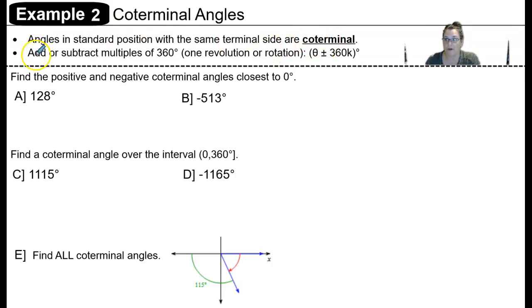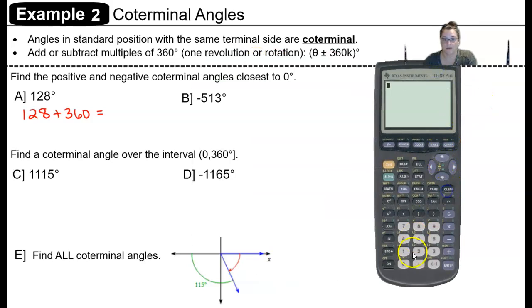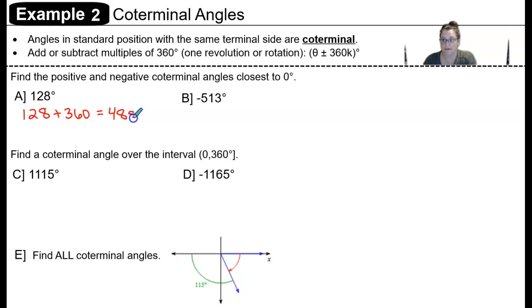So if we recall that there's 360 degrees in one revolution or one rotation around the circle, and we want to find a positive and a negative coterminal angle for 128 degrees, then if I add one rotation around the circle, that would be 128 degrees plus 360 degrees. So 360 plus 128 would be 488 degrees.